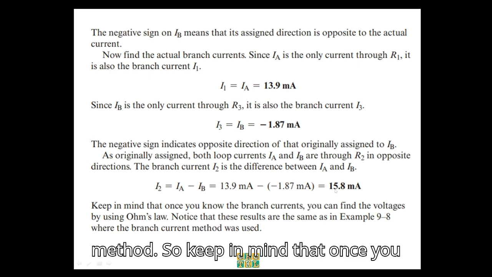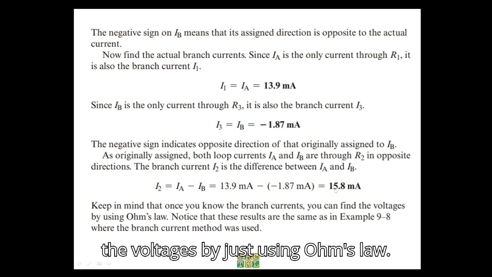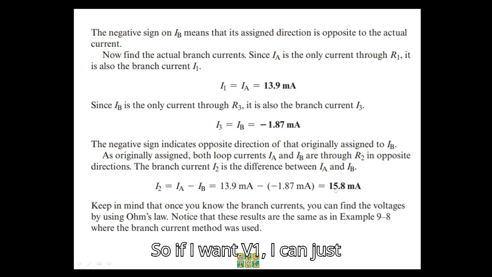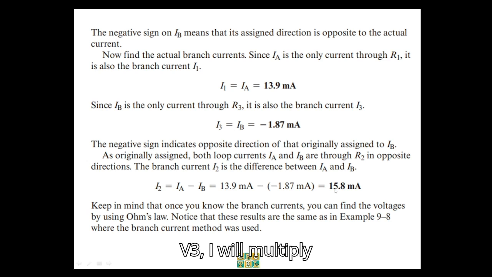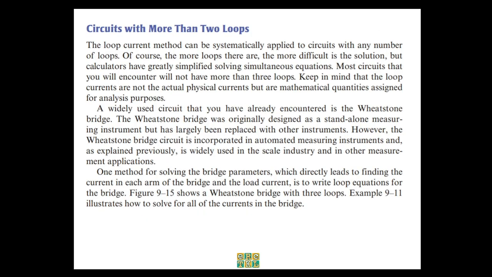So keep in mind that once you know the branch currents, you can find the voltages by just using Ohm's law. If I want V1, I can just multiply I1 by R1. If I want V2, I'll just multiply I2 with R2. And if I want V3, I will multiply I3 with R3.